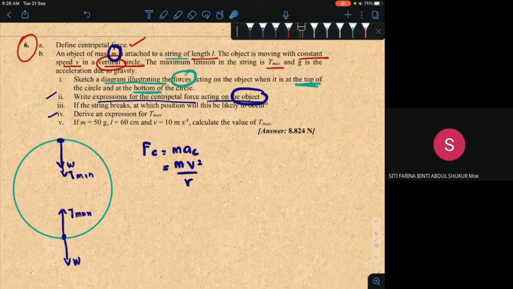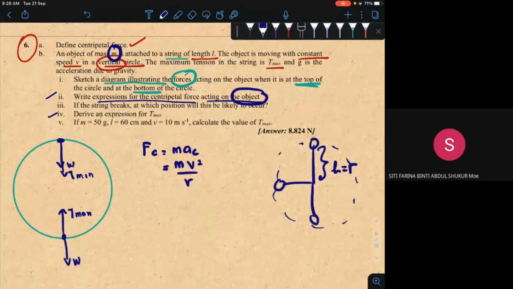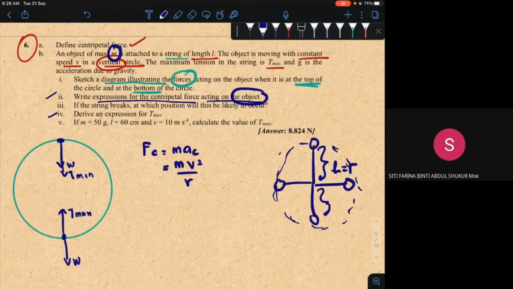Alright, and then kita tengok lagi dekat sini, dia cakap pasal string yang attached to the object has a length L. So when you have an object attached to the string and you are making a circle, basically the length of the string ini adalah kamu punya radius. The length of the string adalah kamu punya radius because at every point your object move dekat sini adalah dia akan make this circle according to this particular length, which is your radius lah.